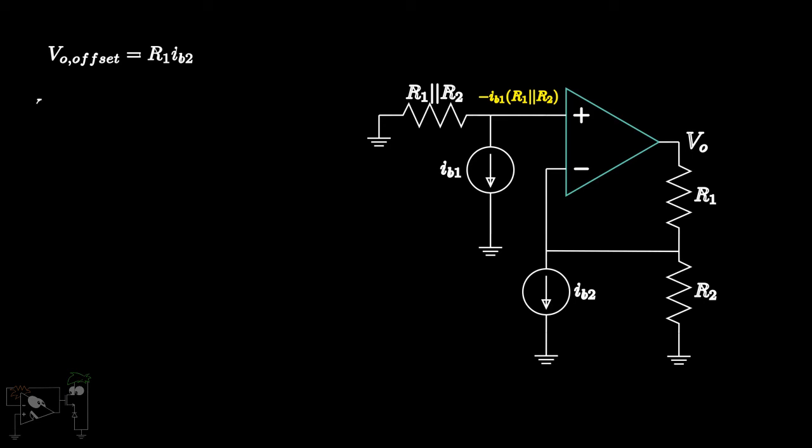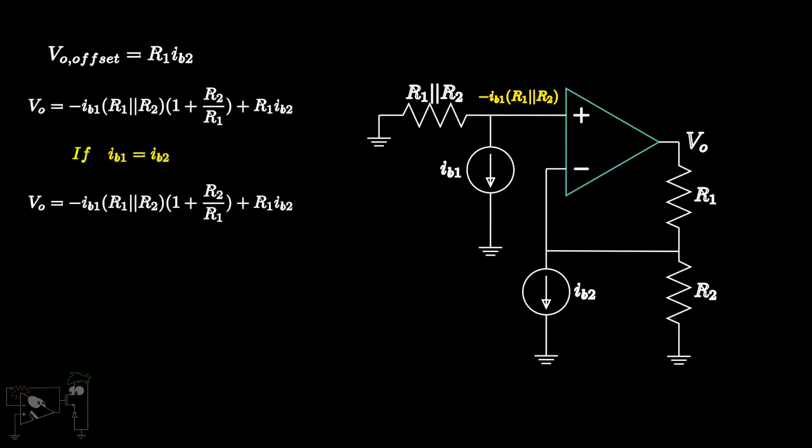Hence, the total output due to both the bias currents is minus IB1 into R1 parallel R2, into 1 plus R2 by R1, plus IB2 into R1. If IB1 is equal to IB2, all terms cancel out and we get zero output. Hence, we have nullified the effect of bias currents on the voltage.